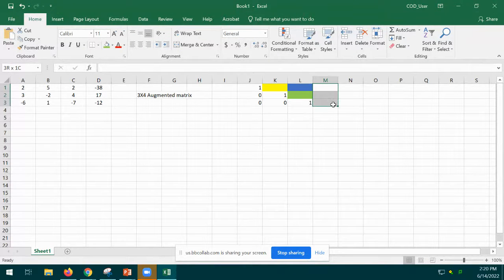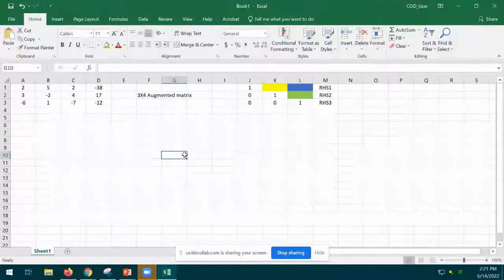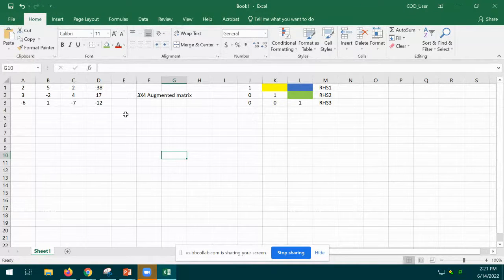And I will just call this right-hand side 1, right-hand side 2, and this is right-hand side 3. Now those are numbers too. But that should have been a 3. Okay, and I'm going to center this too. So that is what we're trying to get. Okay, but we want to use elementary row operations. The first elementary row operation that we're going to do is going to be called a pivot.